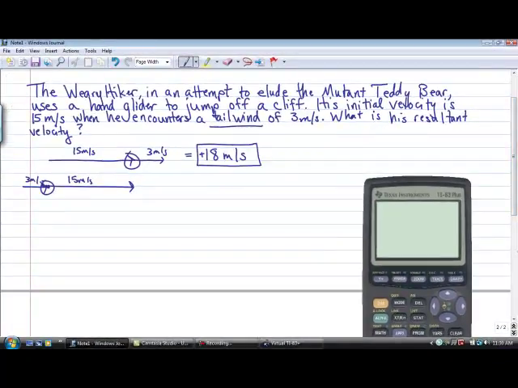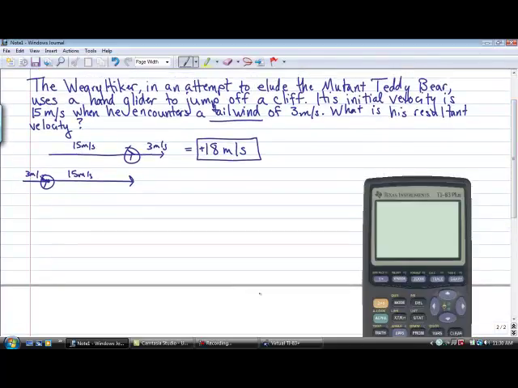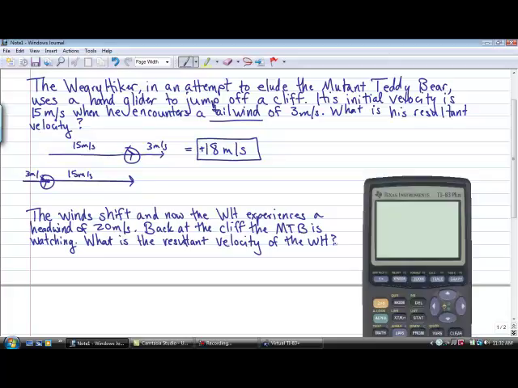But now let's say that a different set of circumstances occurs, where the weary hiker is going to experience a headwind of 20 meters per second. So let's write that problem out. Okay, so the winds shift, and now the weary hiker experiences a headwind of 20 meters per second. Back at the cliff, the mutant teddy bear is watching. What is the resultant velocity, though, of the weary hiker if we now have the headwind?